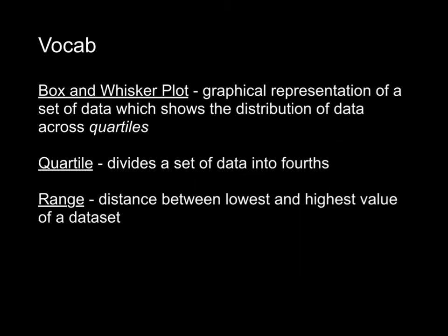Let's knock out some quick vocabulary relating to box and whisker plots. The book definition of box and whisker plot is a graphical representation of a set of data which shows the distribution of data across quartiles. Of course, that begs the question, what the heck is a quartile? Well, a quartile divides a set of data into four equally sized groups. And when we get to the point where we actually make a box and whisker plot, you will see how it gets its name.